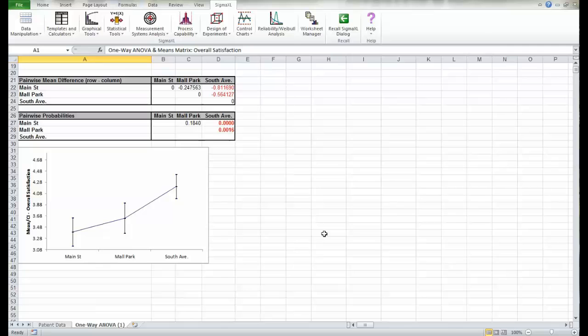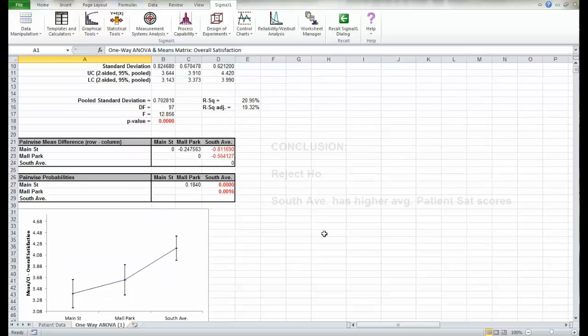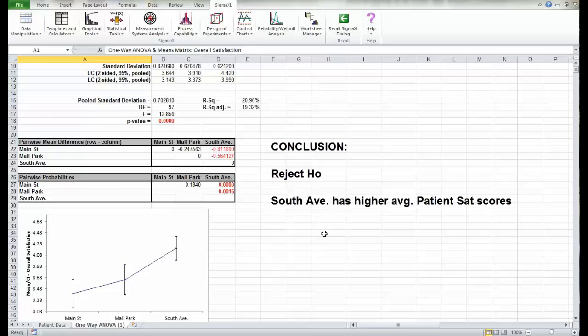Statistically we're saying it's significantly different. Also, South Avenue has very little, if any, overlap with Mall Park. Therefore, we're saying that those are different as well. So to wrap this up, our final conclusion is to reject the null hypothesis because of the low overall p-value. And we're going to declare that at least one of these offices is different.